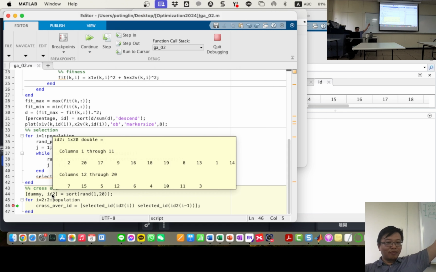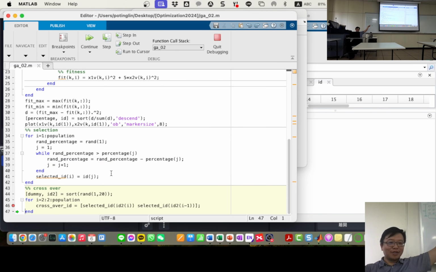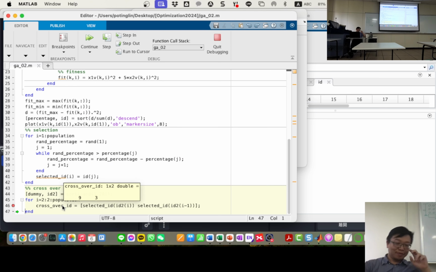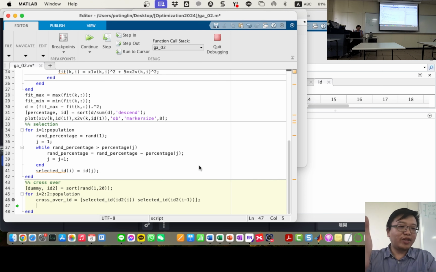So first two will be 2 and 20. 2 and 20. So it will be 3 and 9. So here 3 and 9. So deciding whether you do crossover. Okay, now the third and the ninth, you decide whether you do crossover. And you are going to do this single digit crossover.